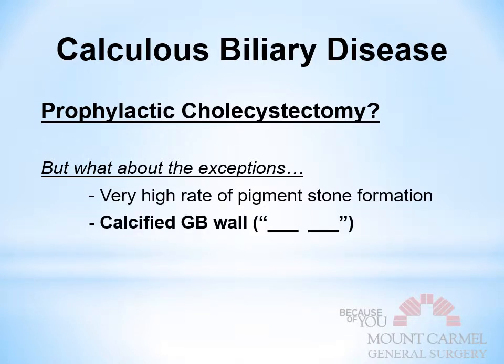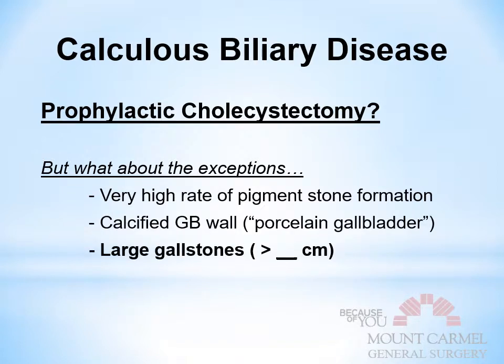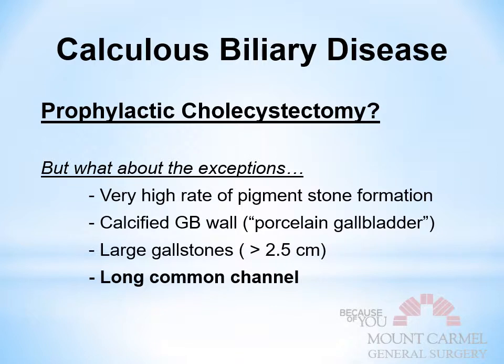Another would be a person with a calcified gallbladder wall, and this is just a reminder to keep everybody engaged. That's a porcelain gallbladder, right? And someone who has large gallstones, and I'm not sure if it's common knowledge, but the cutoff for that is somebody that has a 2.5 centimeter gallstone or above. If you have a single 2.5 centimeter gallstone or above, you ought to have a prophylactic cholecystectomy.